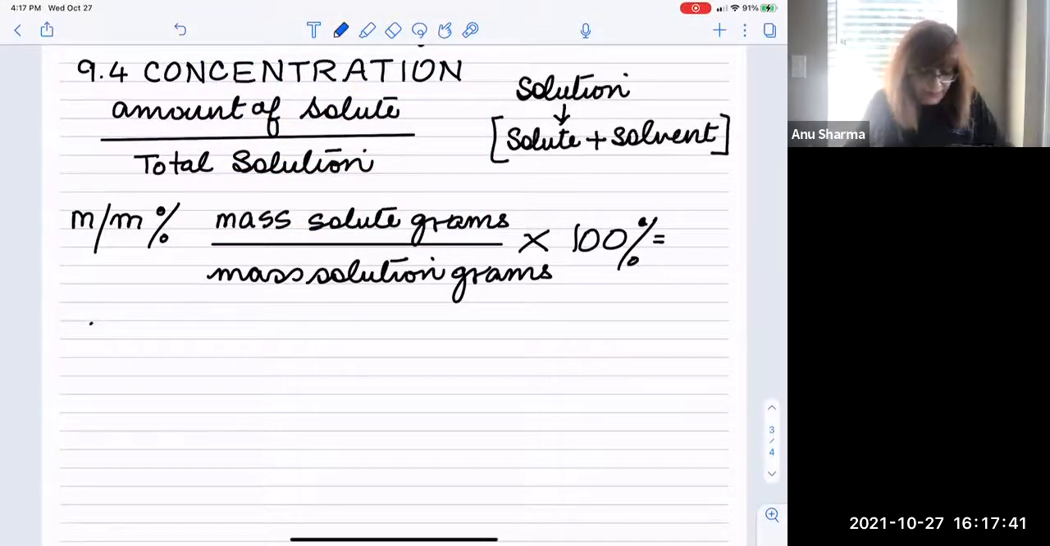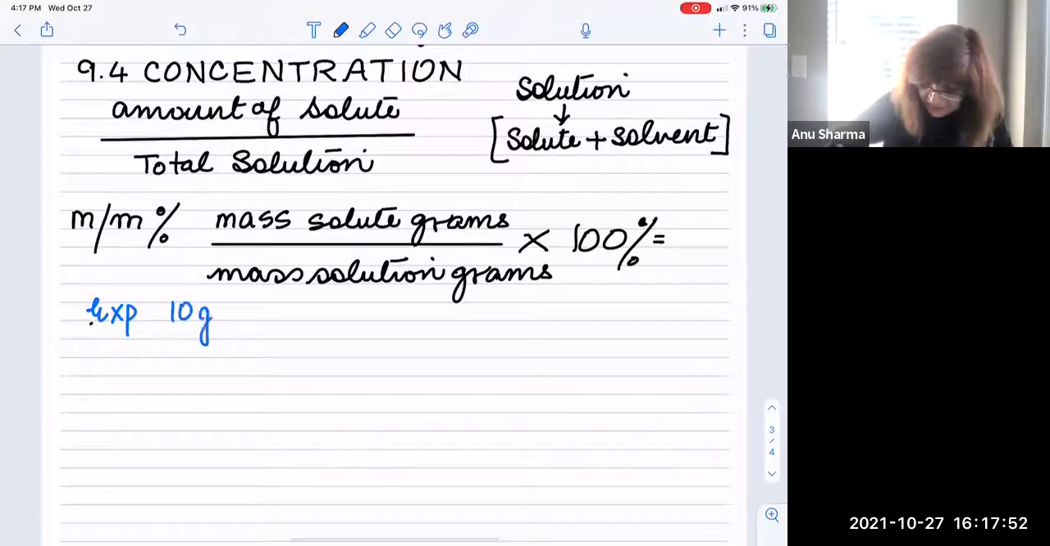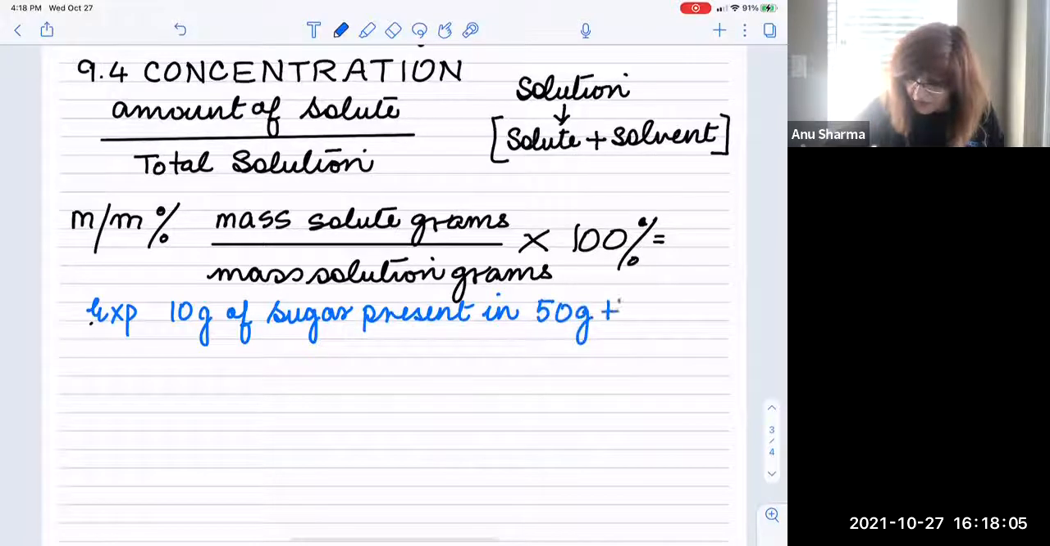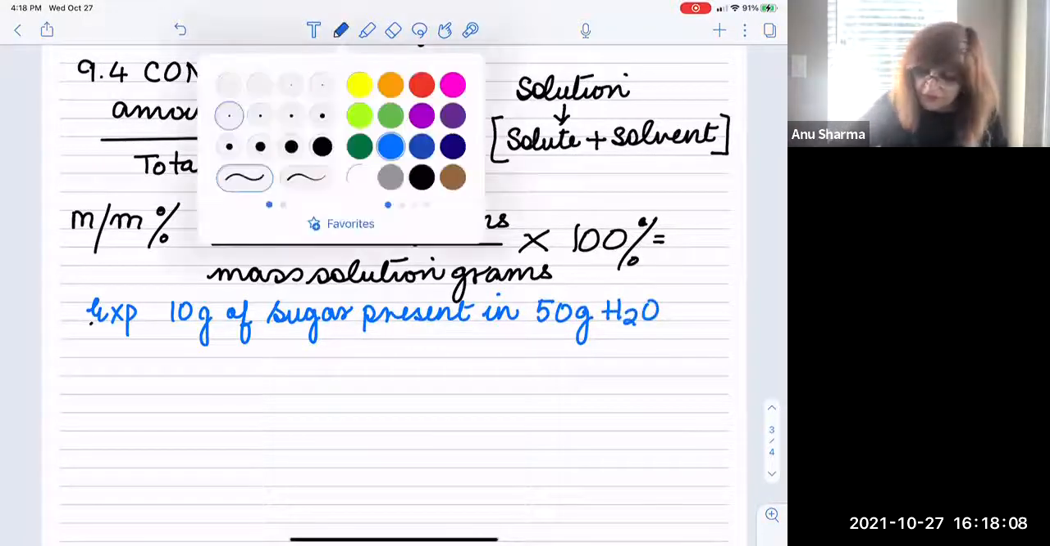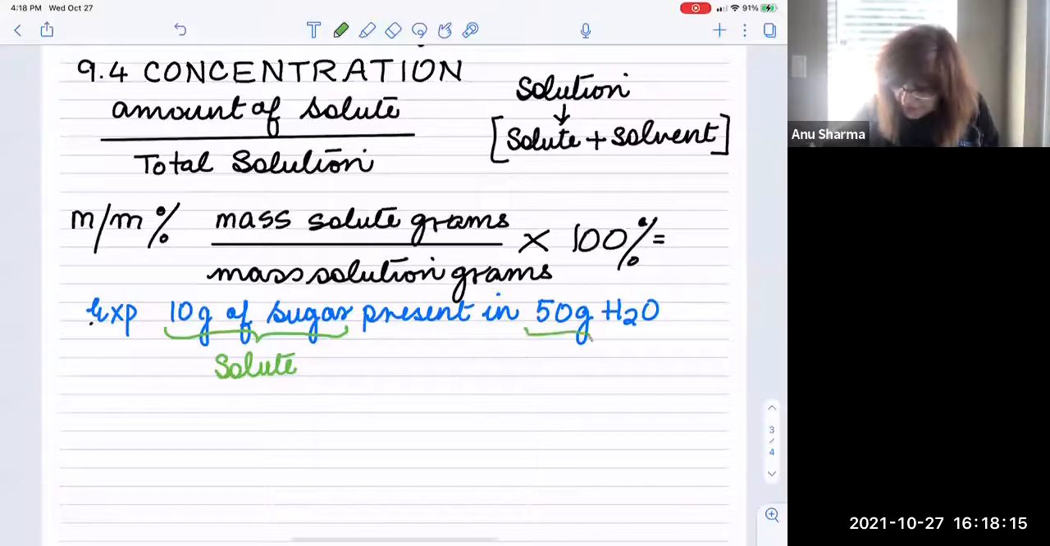So for example, let us say you have 10 grams of sugar present in 50 grams of water. It is very important you recognize that the 10 grams of sugar, the lower amount, is acting as the solute, and 50 grams of water is acting as the solvent.